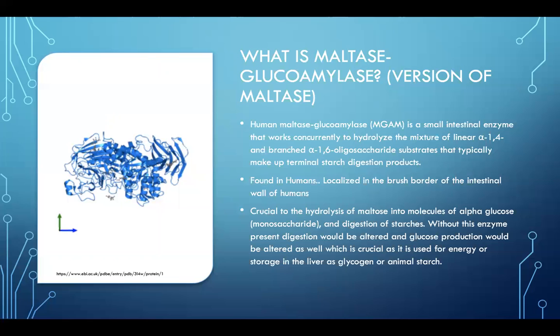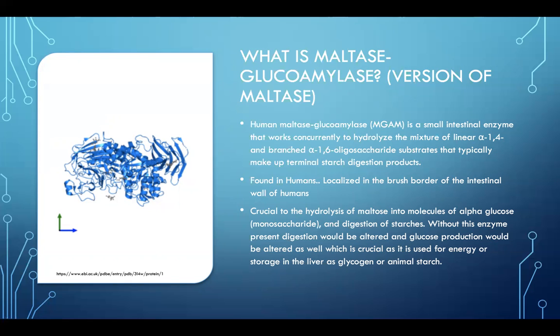Where is it found? This is found in humans, and again, within the body, it is found within the brush border of the intestinal walls of humans. Why is this important to us? This is crucial to the hydrolysis of maltose into molecules of alpha glucose monosaccharides and the digestion of starches.